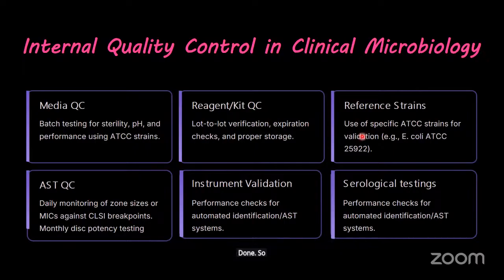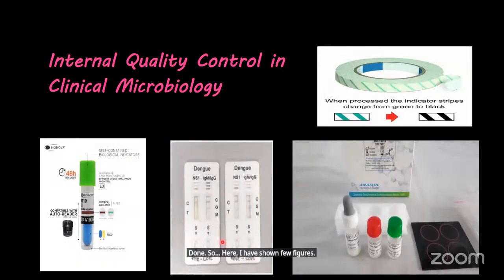So here I have shown a few figures. This is one example of internal quality control in case of ICT devices, where we can see that the control is marked. So the control is not just for the purpose of reading, but to validate the device, whether the device is valid for reporting or not. If there is no band seen in the control region, you should repeat the test.